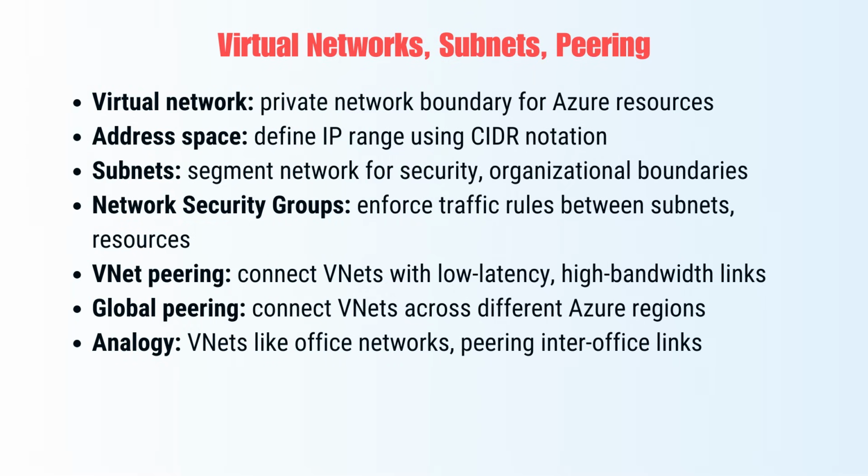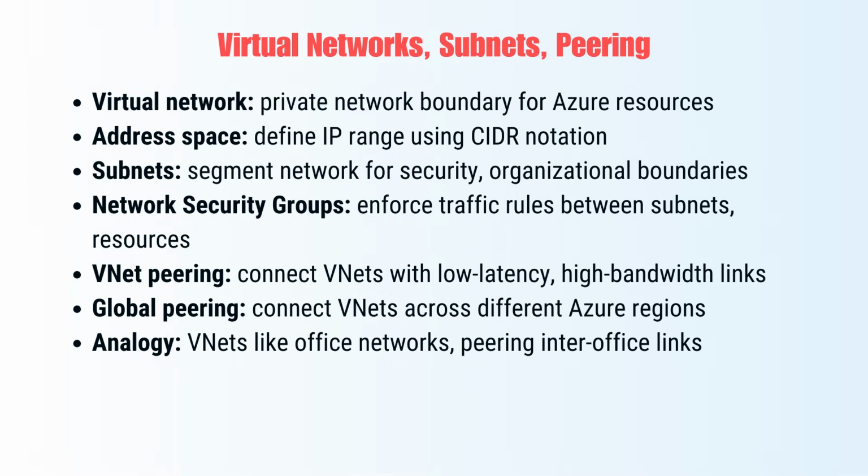Peering connects VNets over the Azure backbone network with low latency and high bandwidth, without sending traffic over the public internet. There are two main flavors: VNet peering within the same region, and global VNet peering, which connects VNets across different regions. Once peered, resources can talk to each other using private IP addresses, subject to NSG and routing rules.